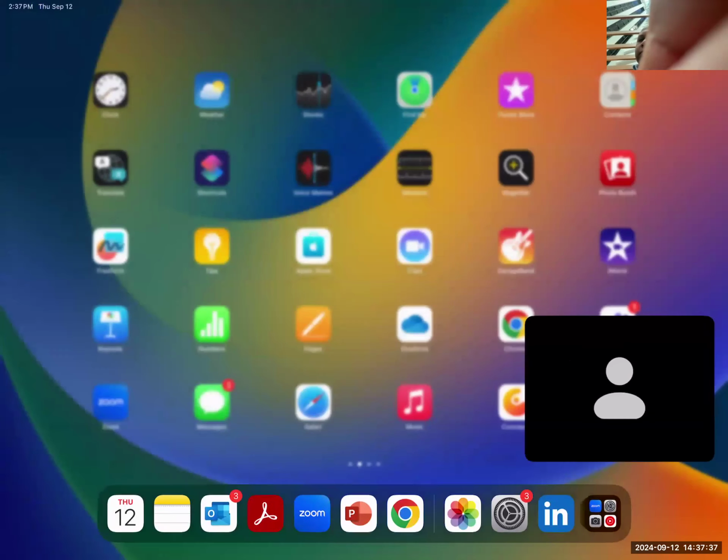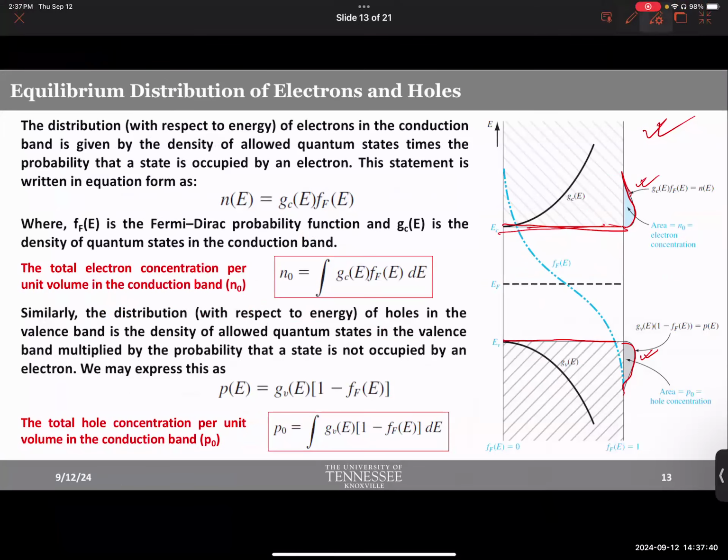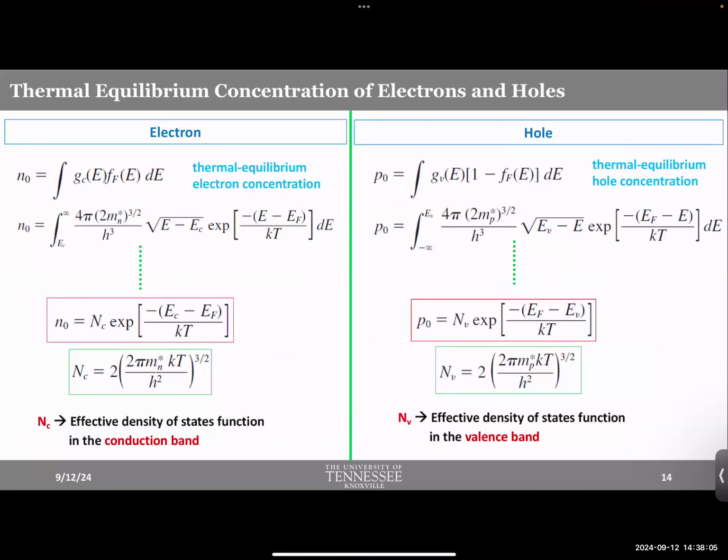Okay, so here's where we were. In the last class, we discussed the Fermi level, and we learned how to calculate the number of electrons in the conduction band and the number of holes in the valence band based on the Fermi function as well as the density of state function in the conduction band and valence band. We also discussed the concept of the probability of finding a hole, which is basically the opposite of the Fermi function. And we calculated some numbers, the number of electrons in the conduction band and the number of holes in the valence band.